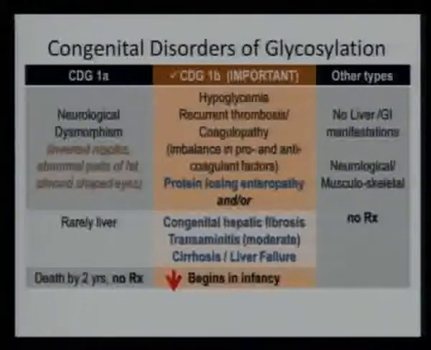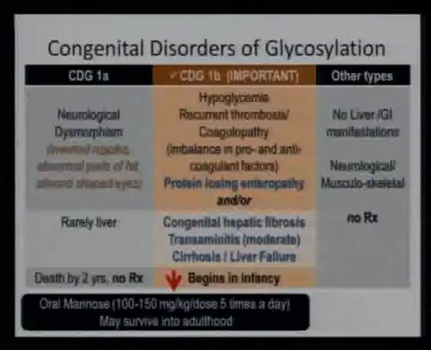See, basically we are interested in CDG1B, it's very important from the liver point of view. They have hypoglycemia, recurrent thrombosis. Coagulopathy is not because of deficiency of prothrombin; this is an imbalance in the pro- and anticoagulation factors. They also have intestinal manifestation, that is protein losing enteropathy. They may have congenital hepatic fibrosis, transaminitis, cirrhosis, or liver failure. And this begins in infancy.